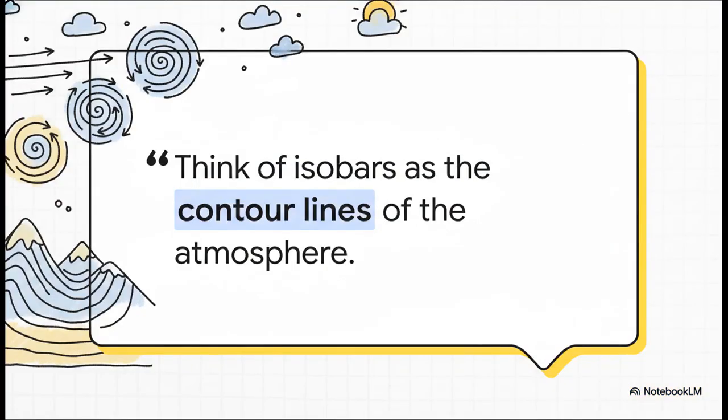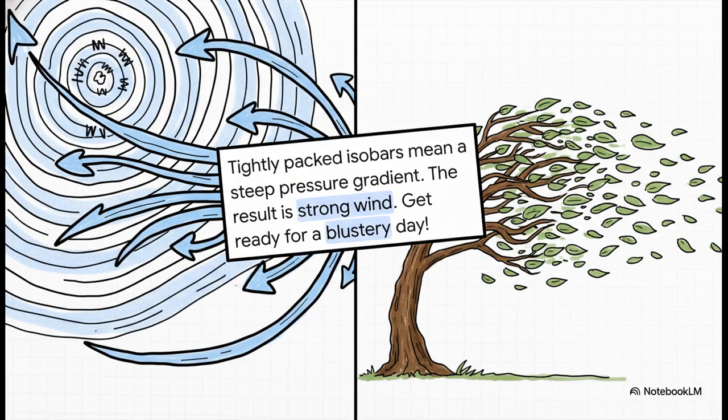You see all these swirling lines? They're called isobars. And here's a great way to think about them. They're basically the contour lines on a map, but for the atmosphere. Instead of showing you mountains and valleys on the ground, they show you the invisible mountains and valleys of air pressure all around us.